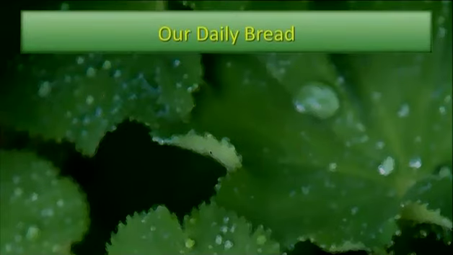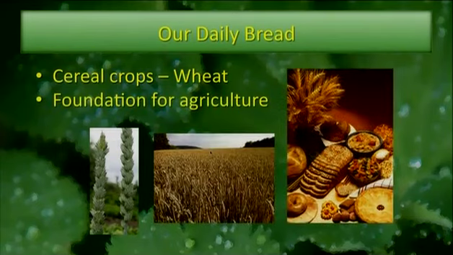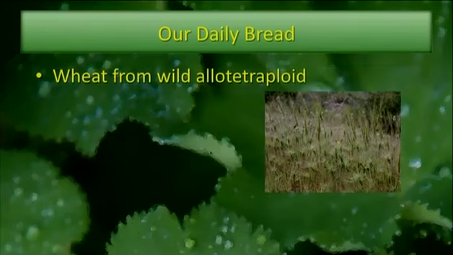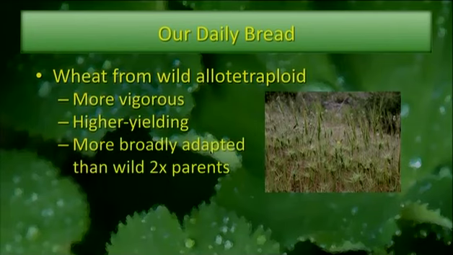Now, our daily bread. We have cereal crops such as wheat, which have been the foundation for agriculture for the last 10,000 years. Remember that cereal crops were among the first crops domesticated by humans in the Fertile Crescent, in western Iran. So wheat came from a wild allotetraploid, from different species. It was more vigorous, higher yielding, and more broadly adapted than the wild diploid parents.